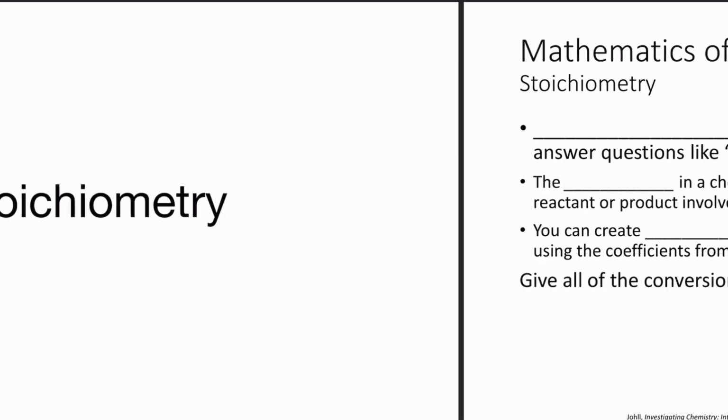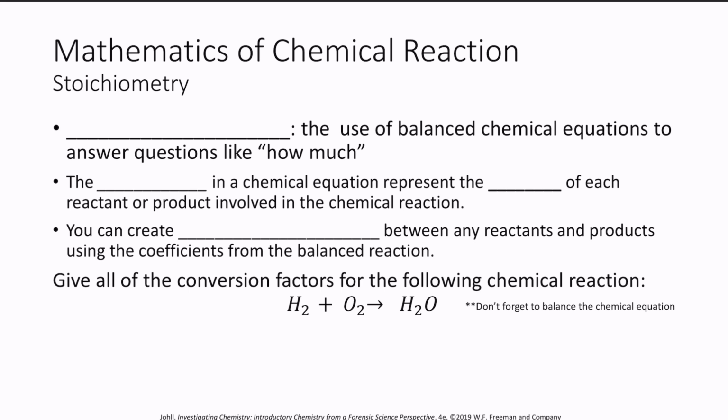We have learned about balancing chemical reactions and mole calculations. We can dive into stoichiometry. Now, stoichiometry is the use of balanced chemical equations to answer questions like how much? How much of this reactant will react with how much of this reactant to provide how much of this product? So that is stoichiometry. Basically the mathematics of chemical reactions.